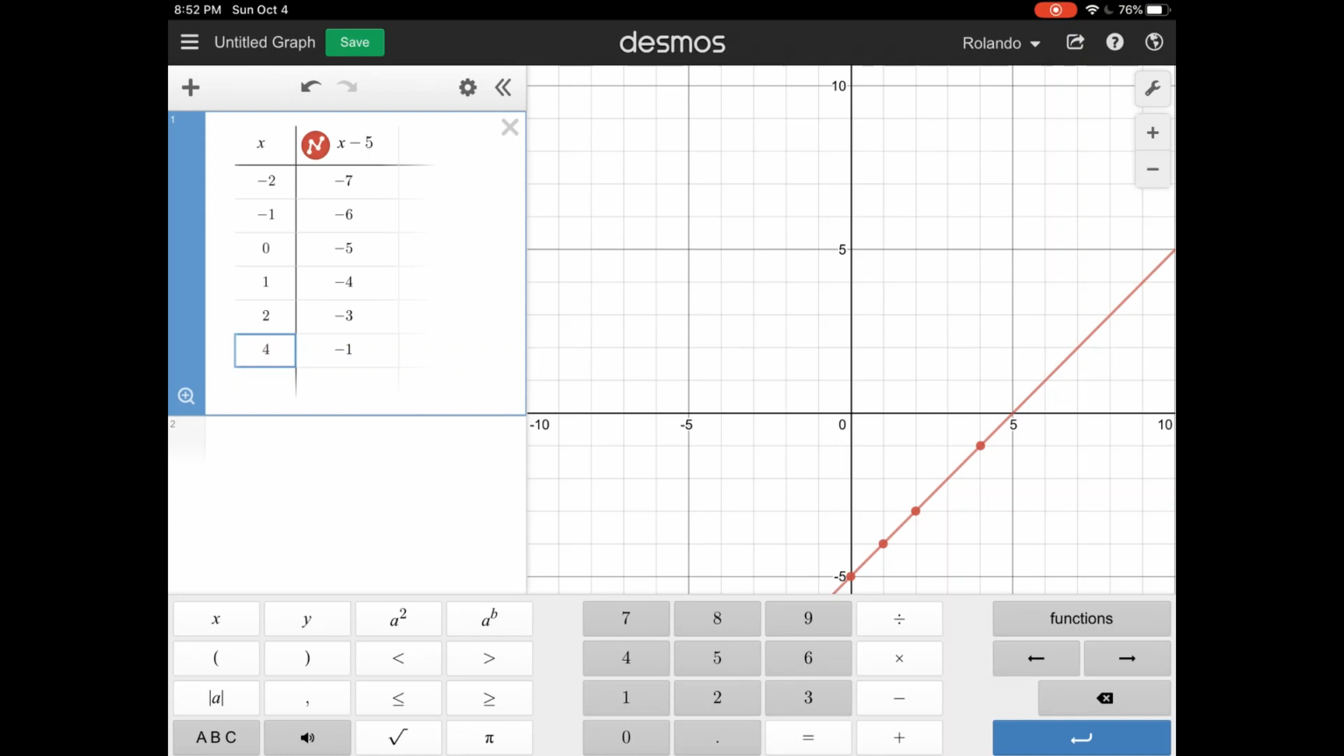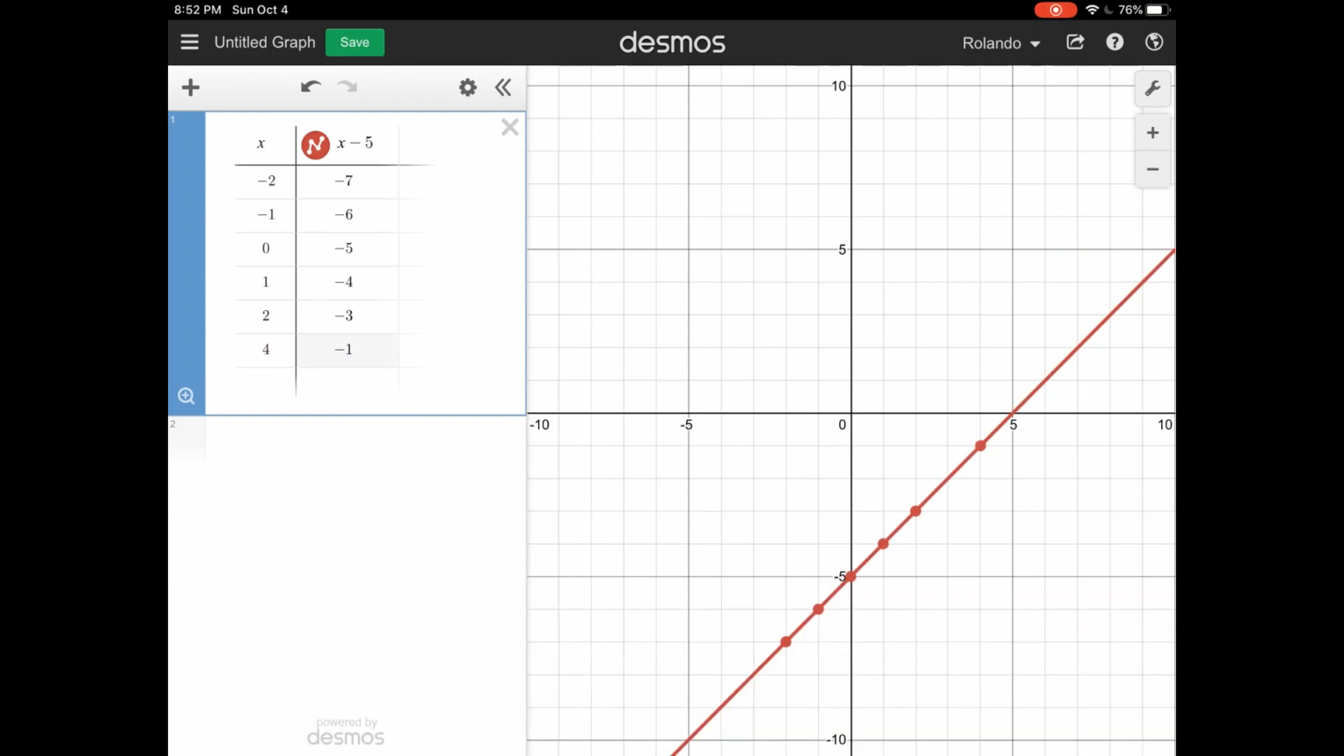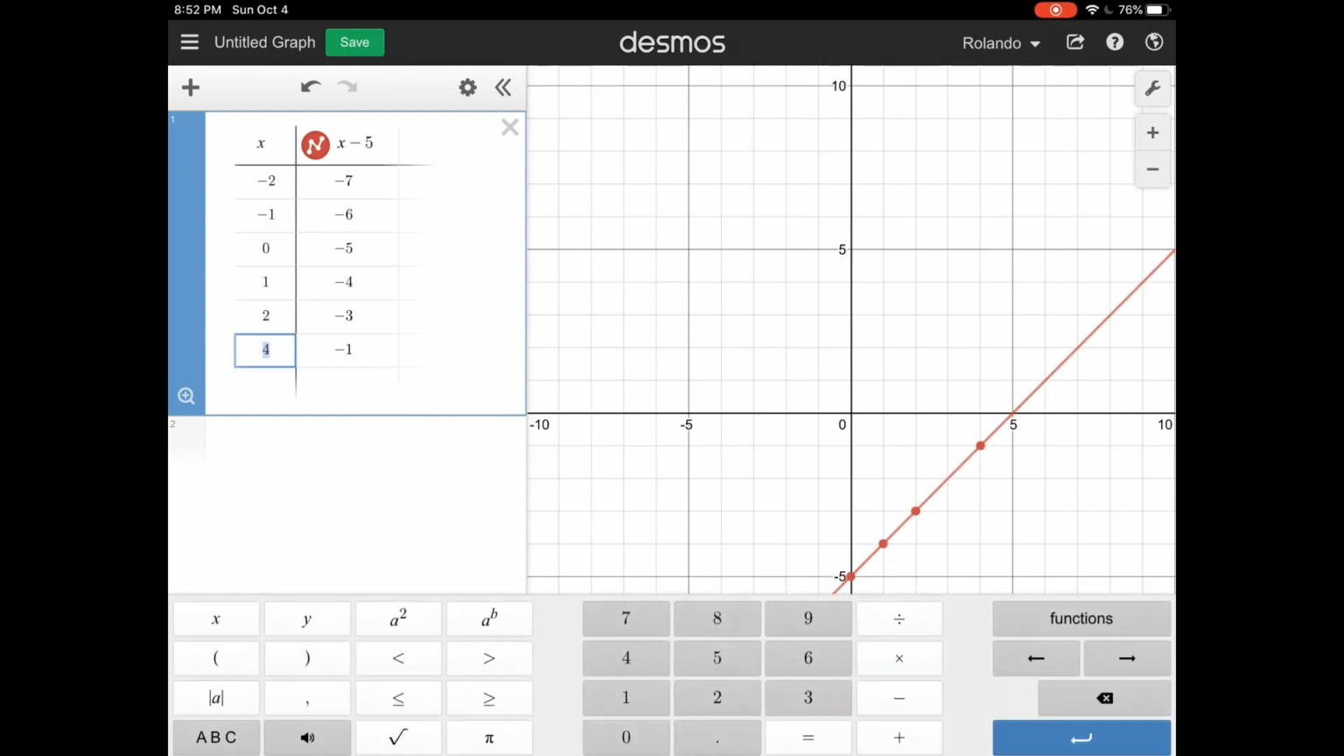Boom. Whenever x is 4, y is -1. Whenever the domain is 4, the range is -1. Let's add another x value or domain value, which is 6, and that gives us the range of +1, and one more domain value of 8. So the values are -1, 1, and +3 respectively.